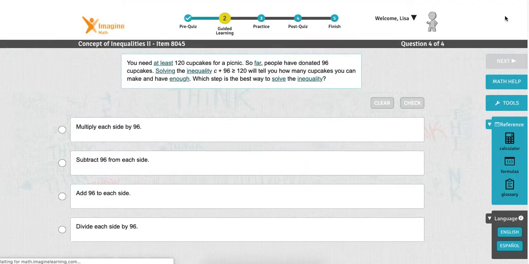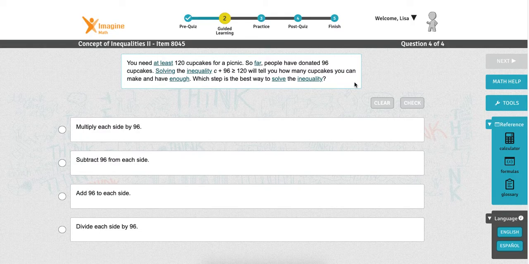All right, next. Okay, you need at least 120 cupcakes for a picnic. So far, people have donated 96 cupcakes, okay? It says solving the inequality, C plus 96 is greater than or equal to 120 will tell you how many cupcakes you can make to have enough. Which step is the best way to solve the inequality?